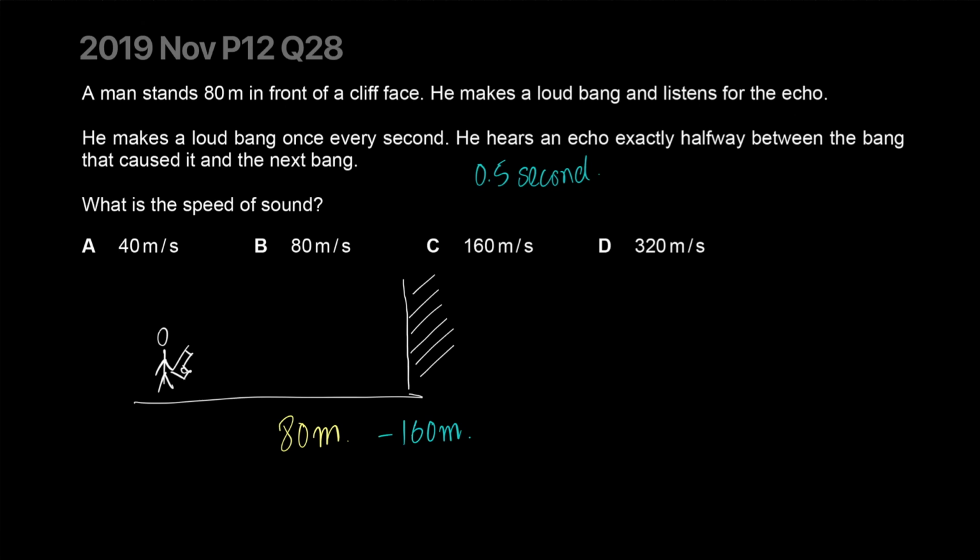And what is the speed of sound? Brilliant question. Speed of sound is velocity, 160 meters, that's how it traveled, and it's 0.5, so it's double that, 320 meters per second, right? Meter per second, look at that. That's our answer, D.